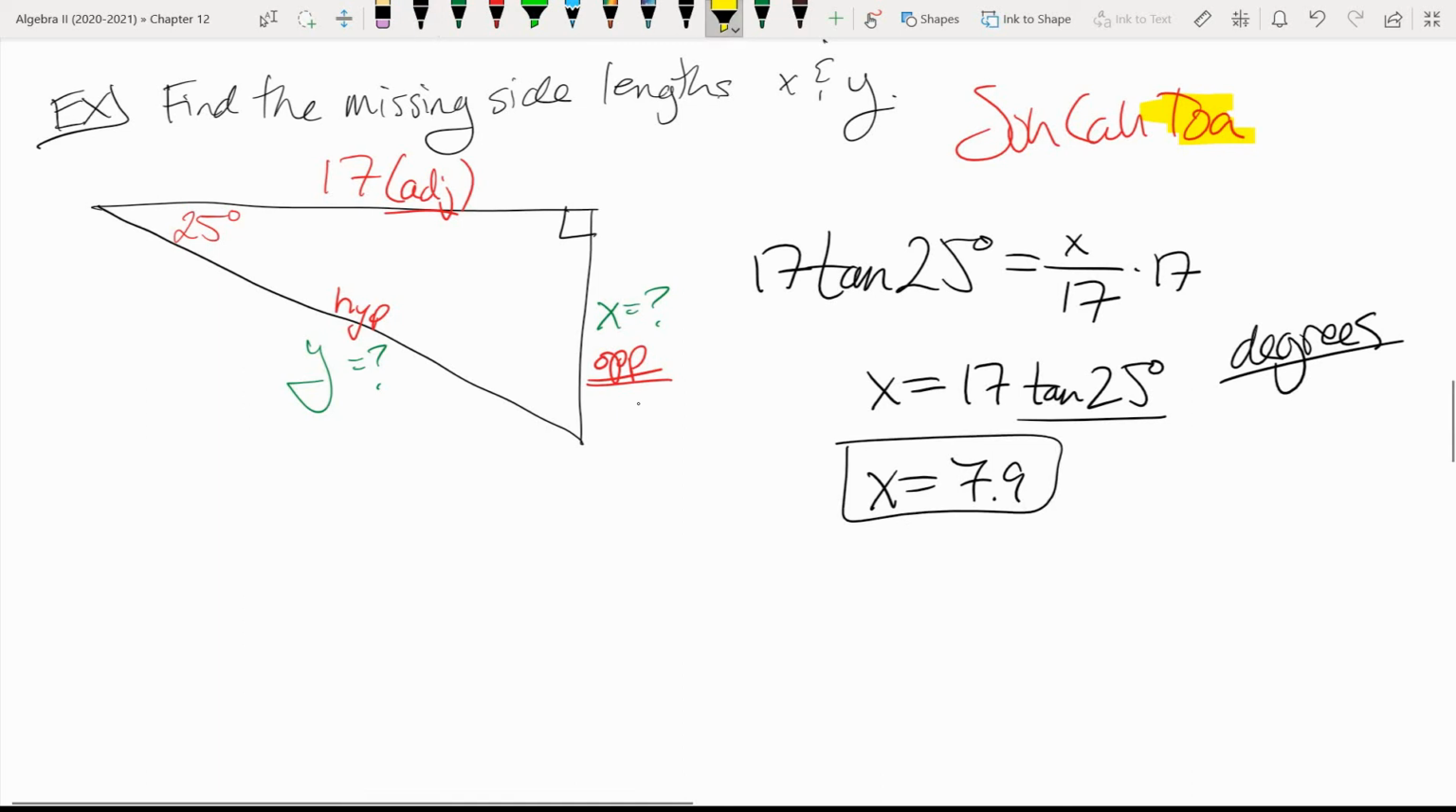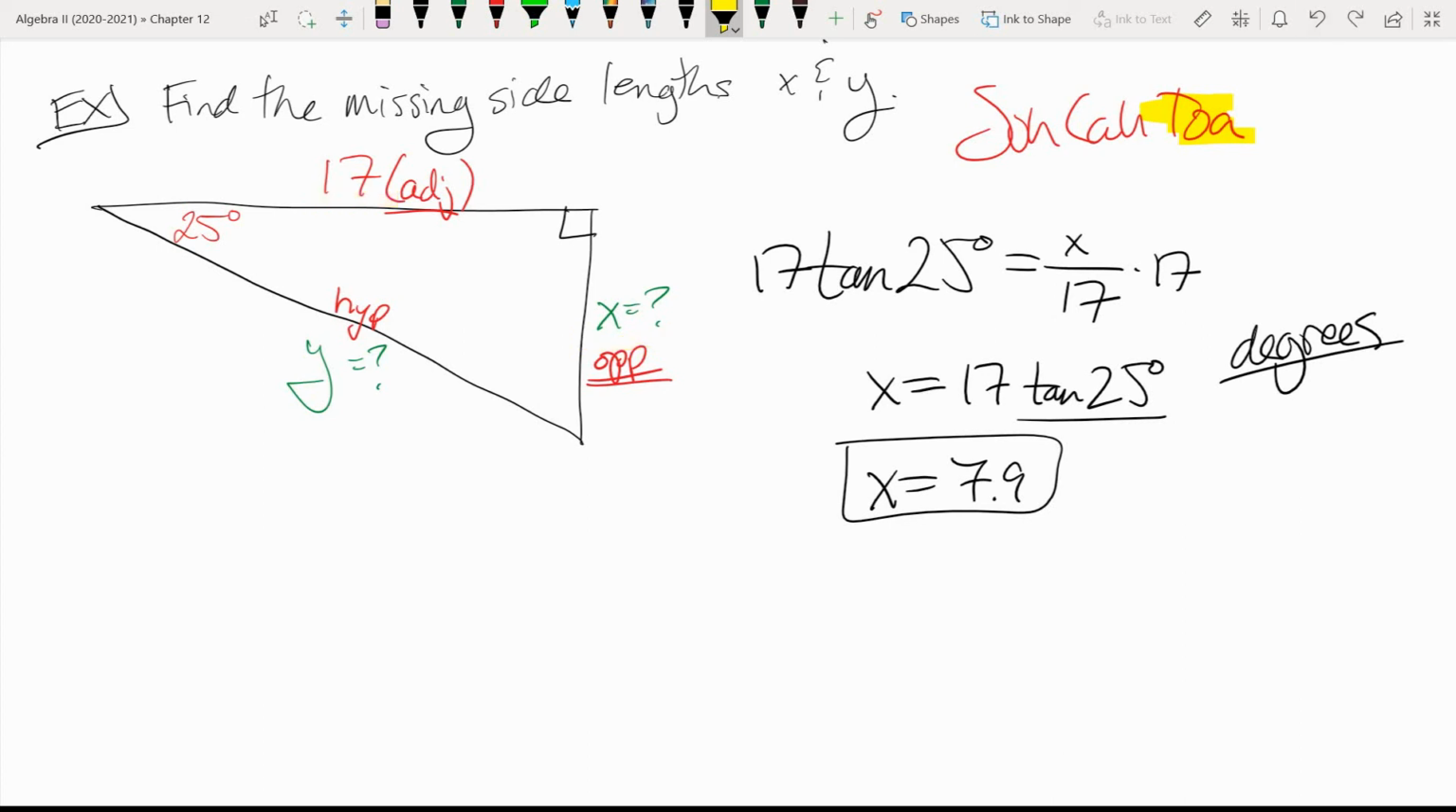But now I need to figure out what y is, my hypotenuse here. One way to do that could be to use the Pythagorean theorem at this point. Now that I know what x is, and I already have this other side 17, I could plug that into the Pythagorean theorem and figure it out. But let's use another trig ratio to do that.